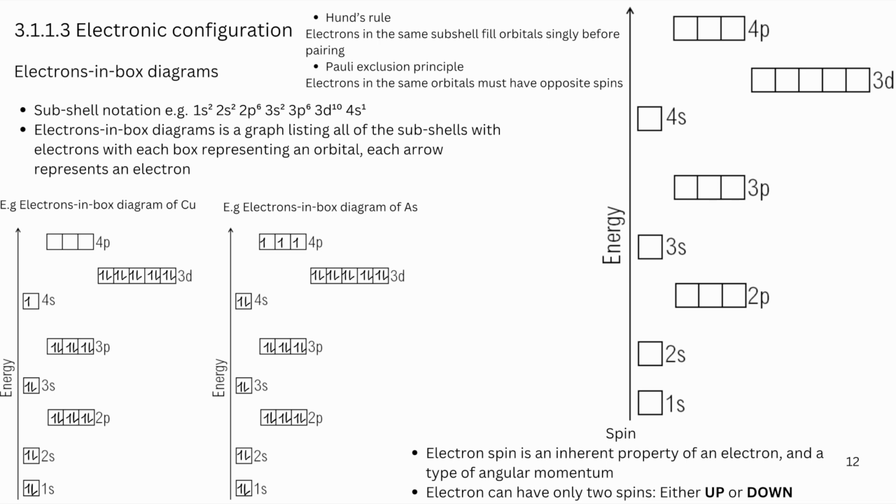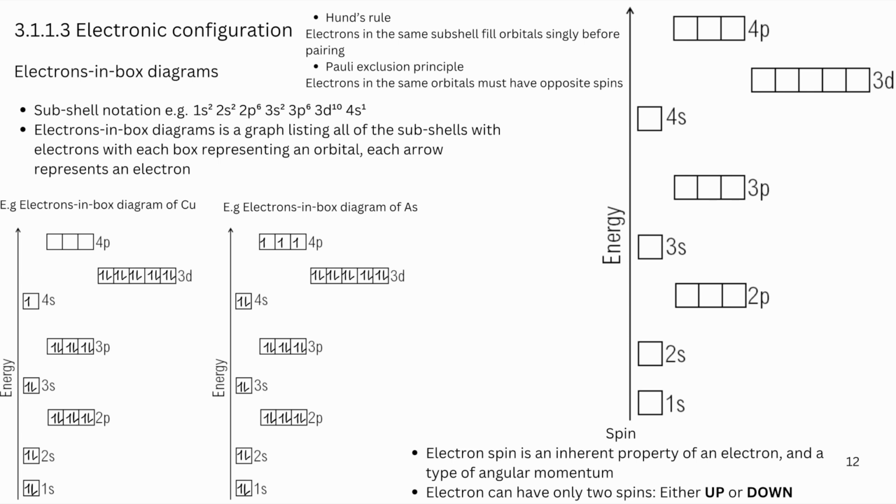Another way to show an electronic configuration of an element is using an electrons-in-box diagram, also called an orbital diagram. The main idea behind this diagram is to show how electrons are arranged in each orbital of each subshell, with each electron represented by an arrow. This is where the other two rules of assigning an electronic configuration come in. Hund's rule tells us that electrons in the same subshell fill the orbitals singly before pairing with other electrons.